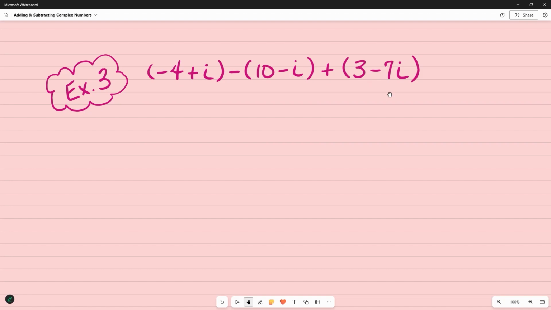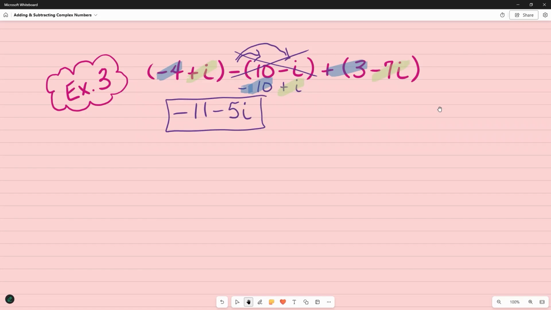So what I'm going to do is I'm going to distribute this negative. And now let's just look at everything that does not have an I. So we have -4, -10, and +3. So once we combine that is -11. All right, and then for the i's, I have a positive I, another positive I, so that's two i's, minus 7i is going to be -5i. You could have just written it vertically.